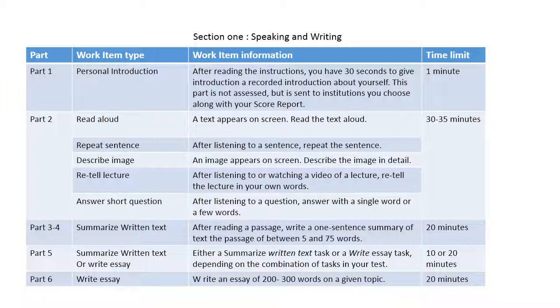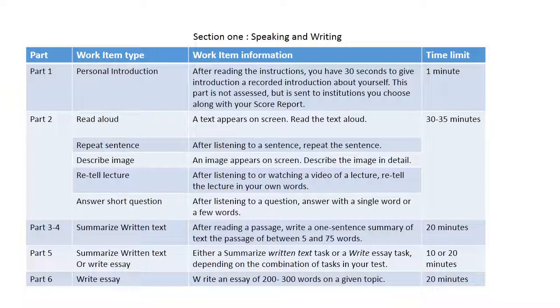Part 2 is a very important part of this entire section, where you have a read aloud section. A text appears on your screen, and you have to read aloud the text. Next is repeat sentence. After listening to a sentence, you have to repeat the sentence as it is as much as possible. Then describe image. An image appears on your screen, describe the image in detail. Retell lecture. After listening to or watching a video of a lecture, retell the lecture in your own words only. And then finally answer short questions. After listening to a question, answer with a single word or a few words as per the question requirement.